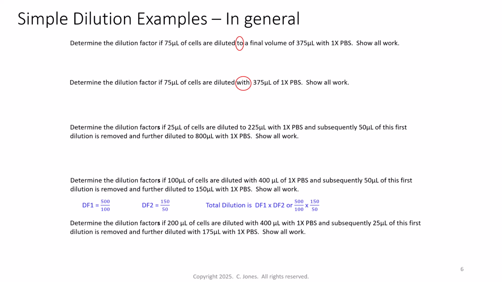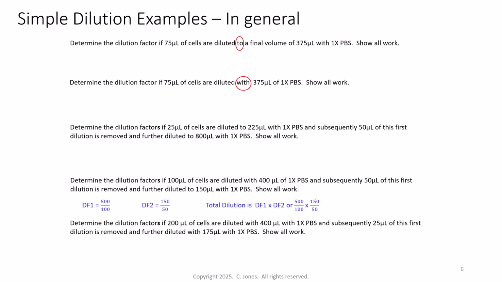Okay, back. Determine the dilution factors if 200 microliters of cells are diluted with 400 microliters of 1x PBS, and subsequently 25 microliters of this first dilution is removed and further diluted with 175 microliters of 1x PBS. Okay, and again, show all work.